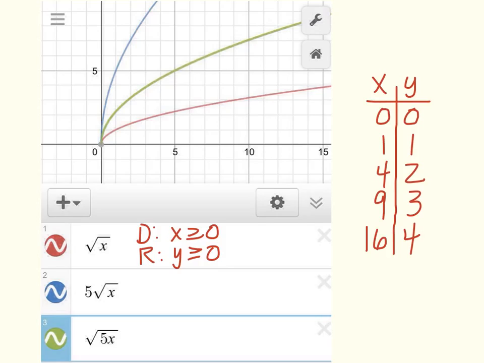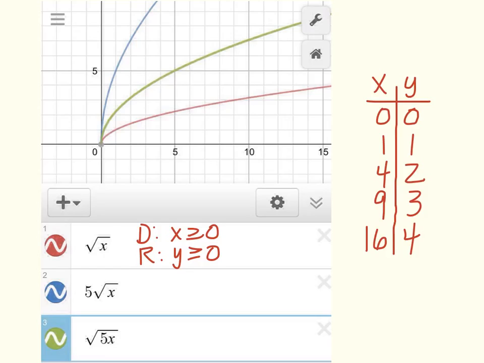Here I have my parent function of the square root of x, graphed in red, and a couple of points on here: 0, 0, of course, square root of 0 is 0. Square root of 1 is 1, so 1, 1. Square root of 4 is 2, so 4, 2 is a point. 9, 3, square root of 9 is 3. And square root of 16, 4 would be right up here. So those are important points.